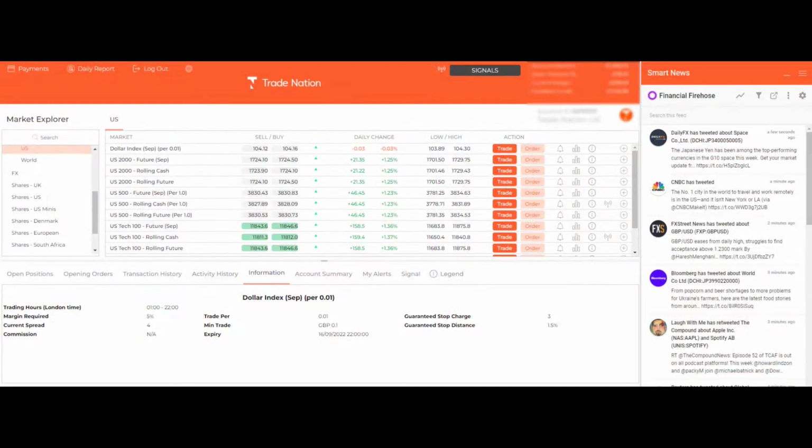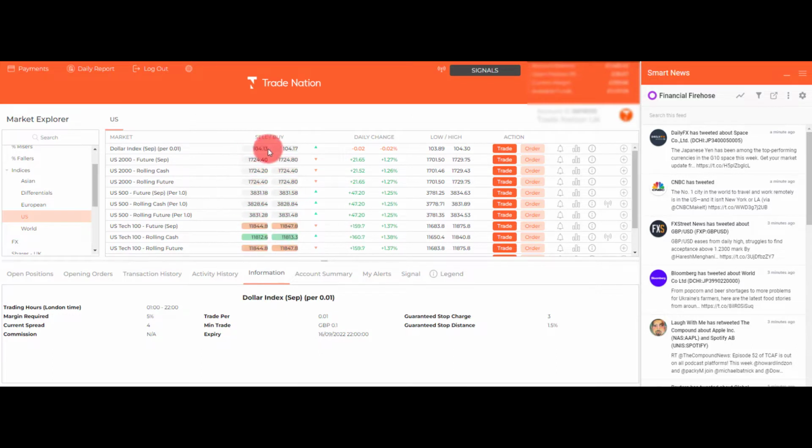So here I am in my Trade Nation spread betting CFD account. Now, I'll put a link in the description below if you want to learn more about them. But they offer the dollar index, and you can find that on their platform under Indices, US, and then at the top, dollar index. And at the moment they're offering the September contract. I believe that's the most liquid front month contract there, and that's the one you really want to be trading.